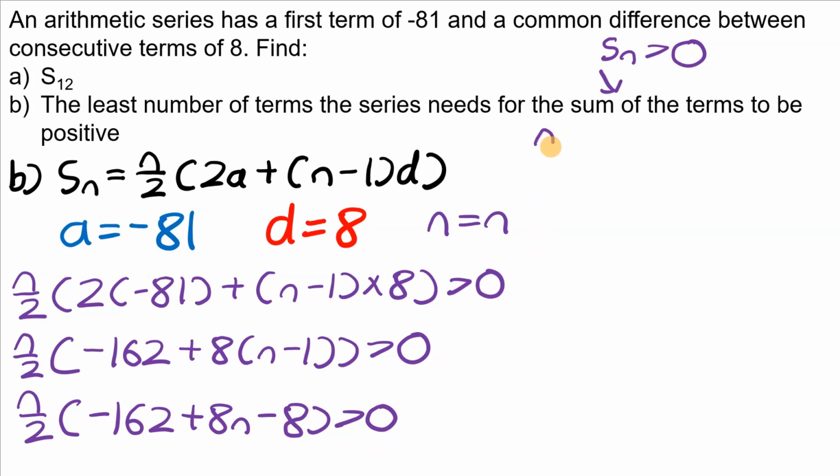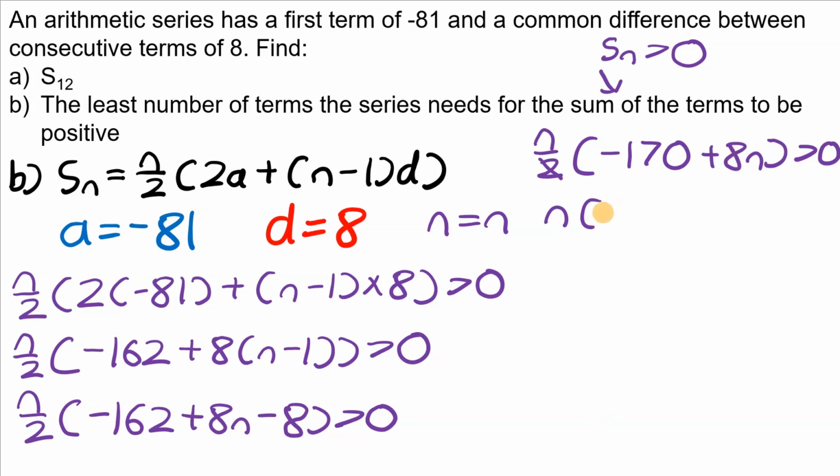And if we simplify this further, it's going to be n over 2, and then minus 162 minus 8 is minus 170, and then plus 8n, and this is bigger than 0. We have this 2 denominator here. Here we could just multiply both sides of this inequality by 2, so it cancels out this denominator and leaves us with n.